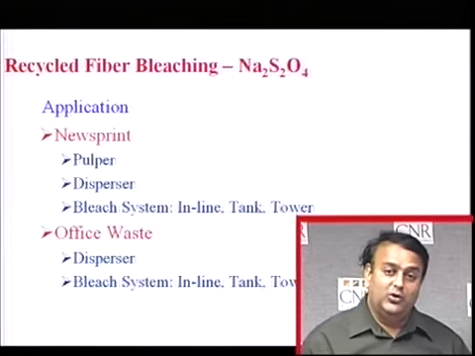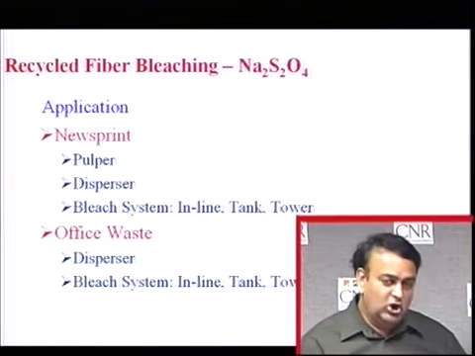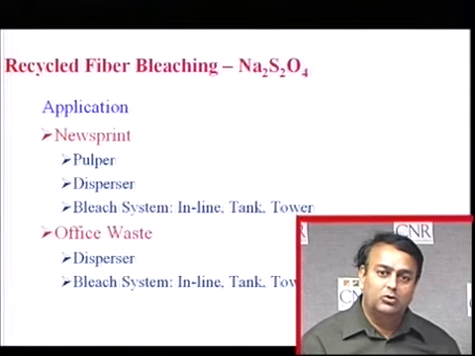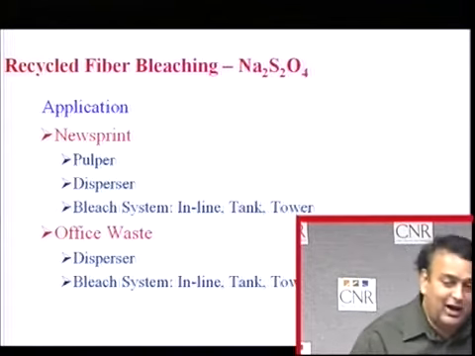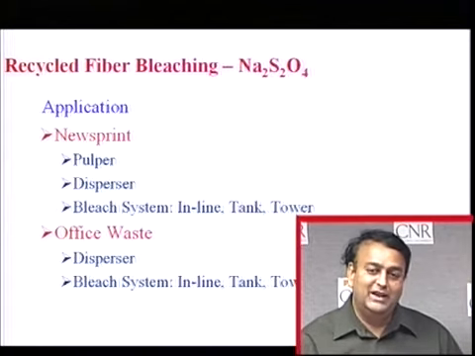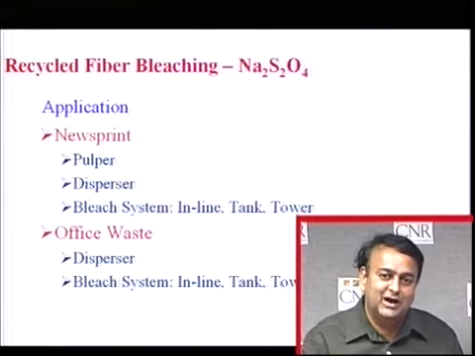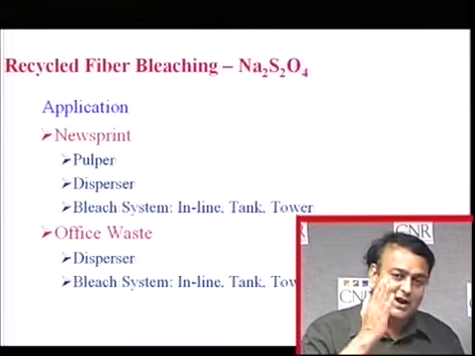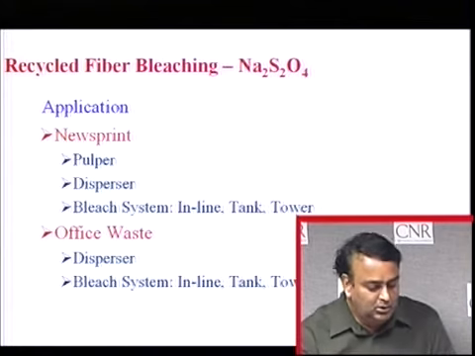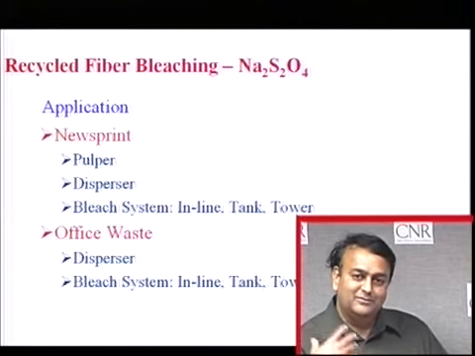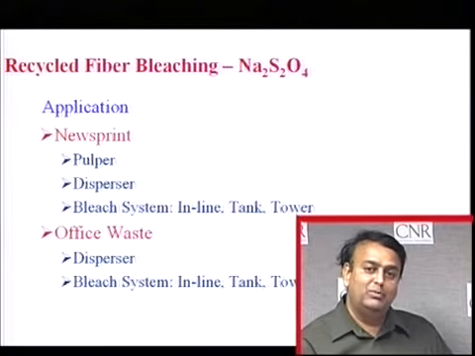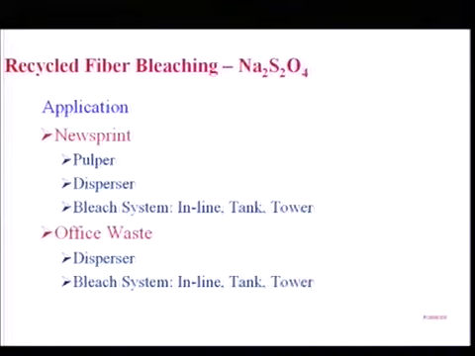Where do you apply hydrosulfide in your process? You can apply it in the pulper. Rohm and Haas has a patent called reductive bleaching technology, and you can apply it at the disperser with the kneaders and with disc type dispersers. You can add hydrosulfide right there, or in a bleach system, inline bleaching in the pipeline or standpipes, or tower bleaching like upflow towers. In the case of office waste, you can add it at the disperser and again inline, tank and towers.